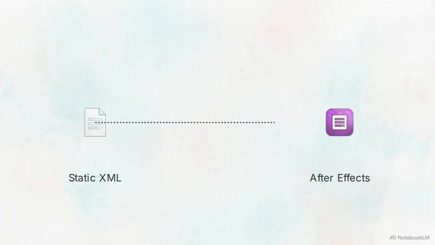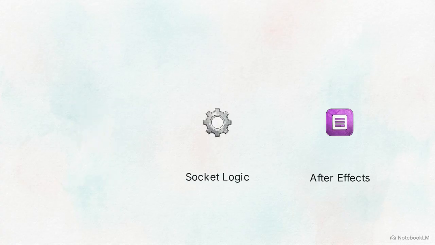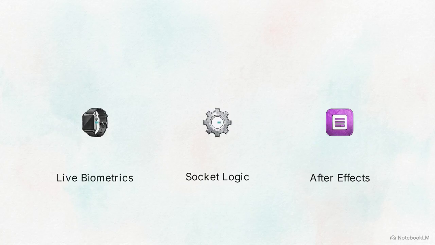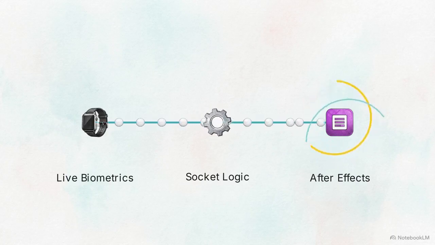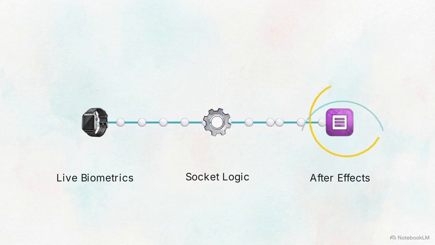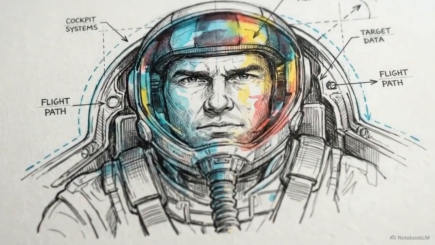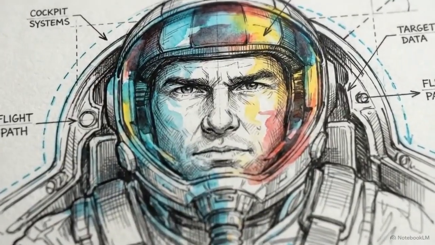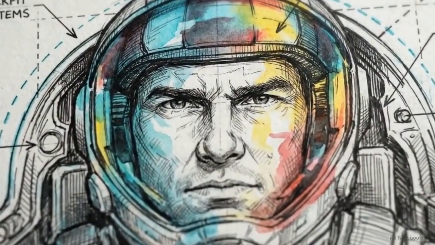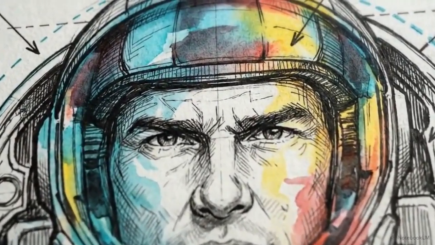As an advanced next step, you can replace the static XML file entirely. By utilizing the socket object within ExtendScript, you can ingest live biometric streams from a wearable device directly into After Effects while it renders. By engineering intelligent, context-aware systems, you move from simply placing frames to building an environment where the narrative data dictates the visual performance.